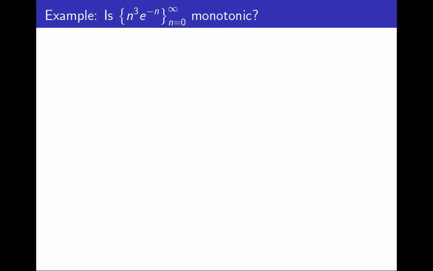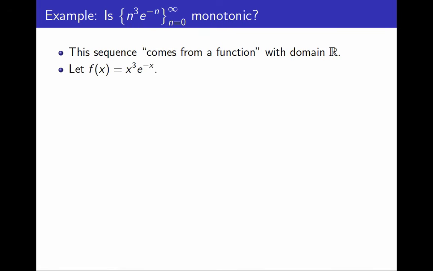This sequence comes from a function with domain all the real numbers. I can define the function f by the equation f of x equals e to the minus x times x cubed. And this sequence is simply the function f restricted to the naturals. Now, if I want to study the monotonicity of the function, I will probably look at its derivative. After computing and factoring, the derivative f prime equals this expression.